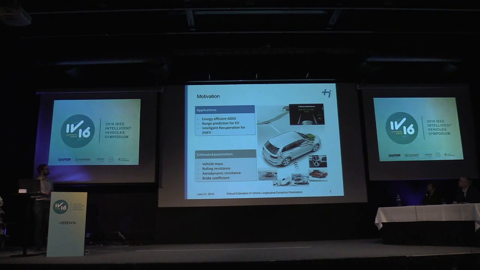Other applications could be a range prediction for electric vehicles, or also intelligent recuperation, where the recuperation is adapted depending on the next speed limit. The parameters that we want to estimate are mainly the vehicle mass, the rolling resistance and the aerodynamic resistance, which influence the vehicle while accelerating or coasting. On the other side, we also want to estimate the brake coefficient, that is the coefficient between the main brake cylinder of the vehicle and the braking torque, which is important for example for adaptive cruise control automatic braking.